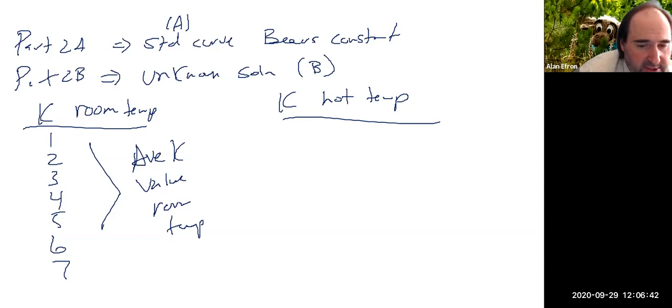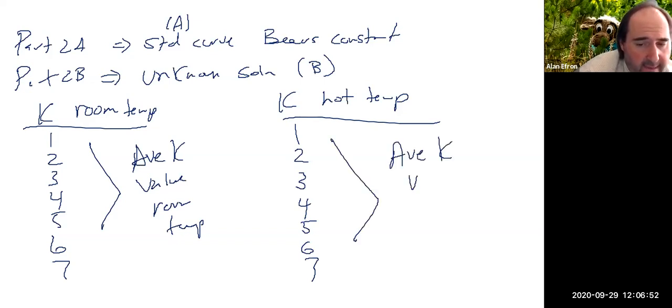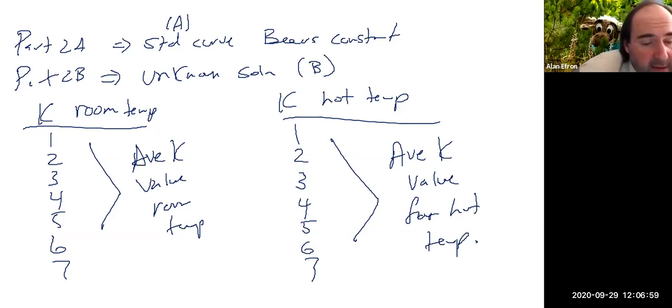You also then should have 7 K values for the hot temperature and an average K value for the hot temperature. So when it's all said and done, you should have probably 14 different K values, 7 for room temperature and 7 for hot temperature. You should have an average value for the room temperature K value and an average value for the hot temperature. A couple of things about this, and hopefully what you should see is what we've been talking about.